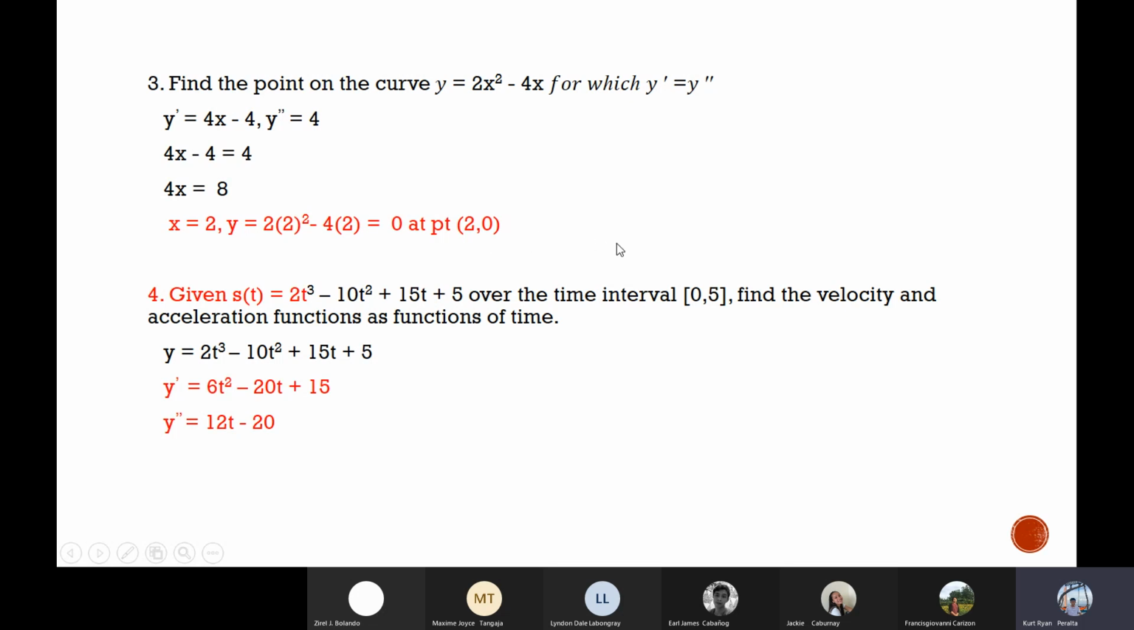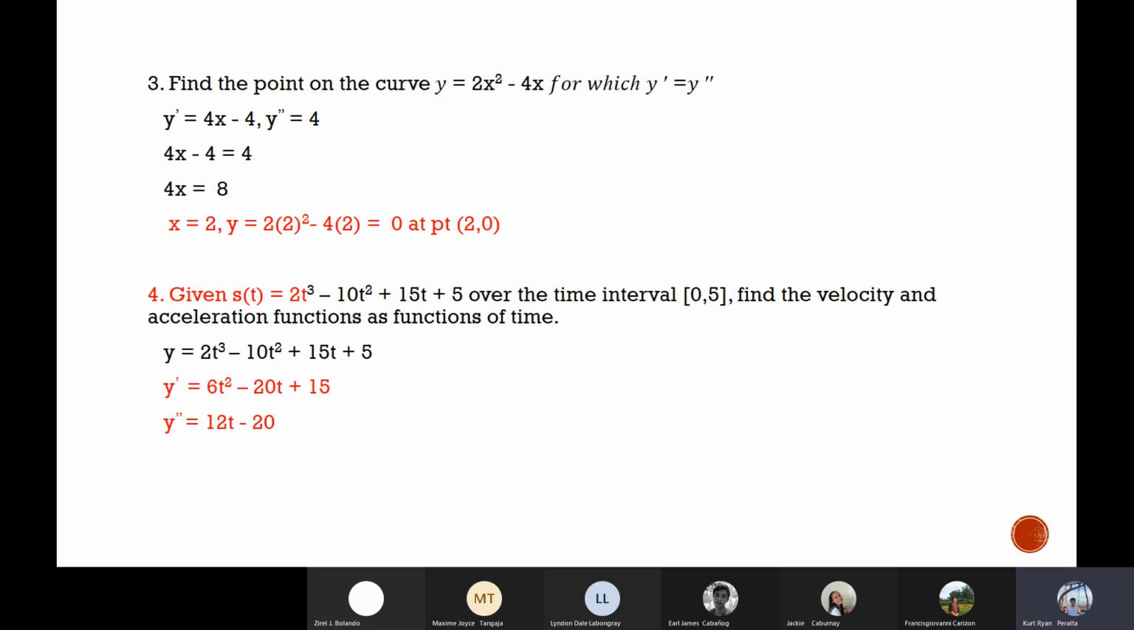So again, we have another problem. Given the function 2t cubed minus 10t squared plus 15t over the time interval 0 to 5, find the velocity and the acceleration functions as functions of time. We all know that the velocity is the instantaneous rate of change, and the derivative is the rate of change in terms of the independent variable. So in getting the velocity, it is easy, we just get the derivative of the given function.